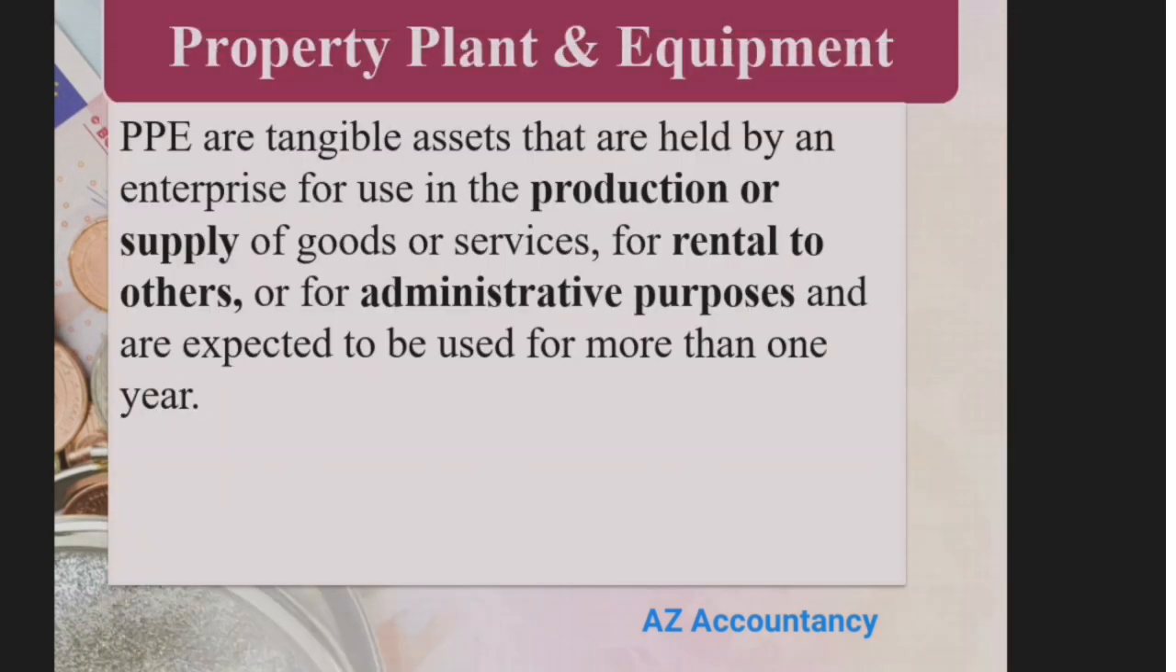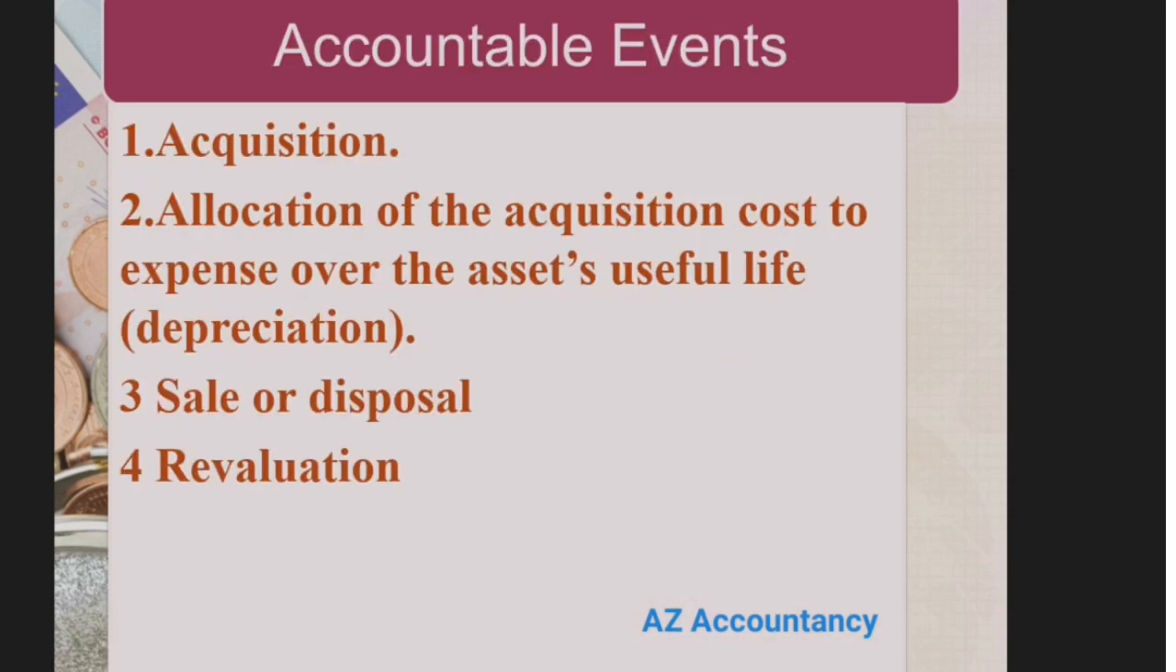Let's see what is property plant and equipment. Property plant and equipment are tangible assets that are held by an entity for production of goods and services or for rentals to others or for administrative purposes. And future economic benefits are associated with these items, and they are expected to be used for more than 1 year.